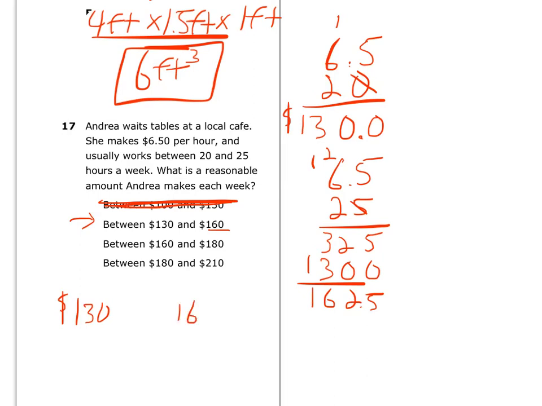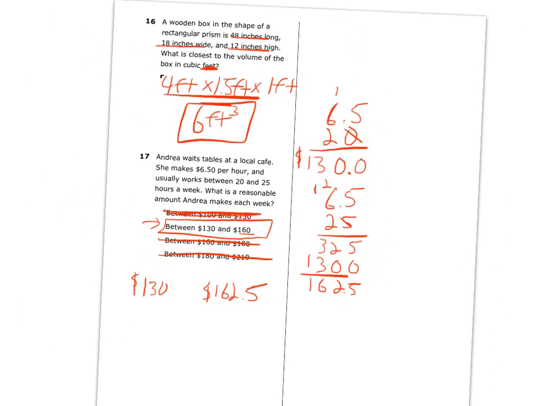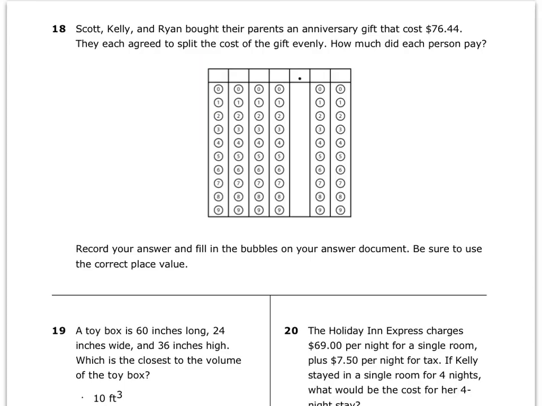That's 162.5, which means this is too much, this is too much. This is, in fact, our answer. All right, everybody understand 17? I don't think it's too shabby. Shabby, hard, complicated.